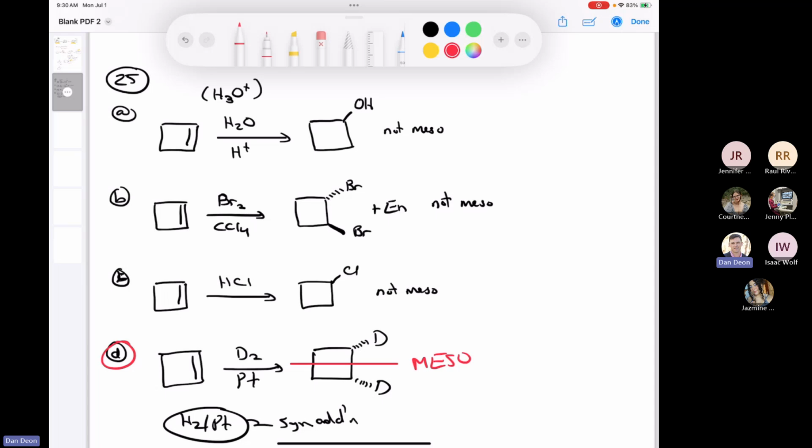So remember, for the third time today, that deuterium is the same thing as hydrogen 2. It's just an isotope of hydrogen where you have one neutron in the nucleus. So question 25, there you go, and that is the meso compound.